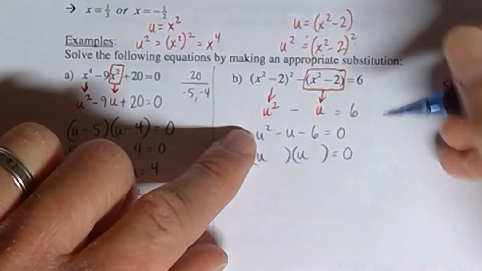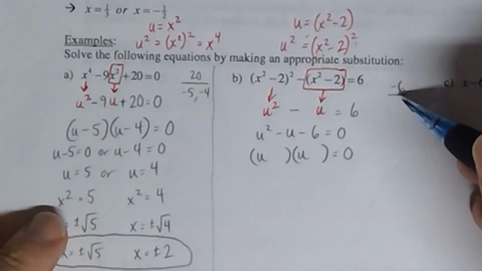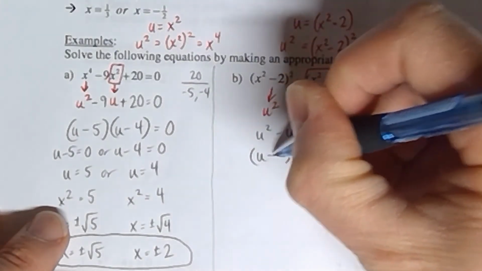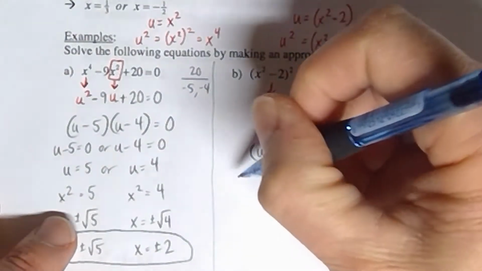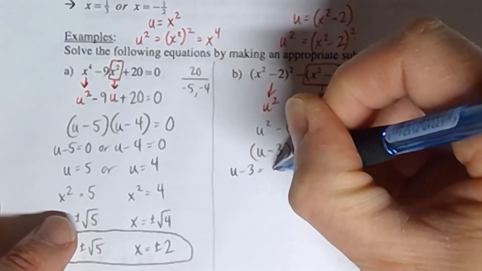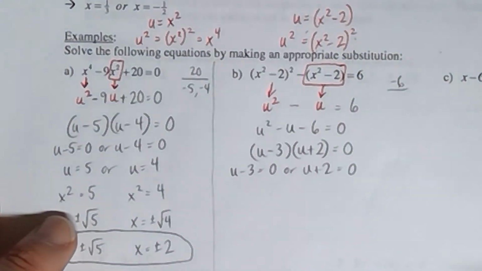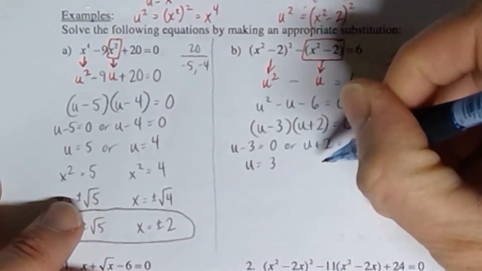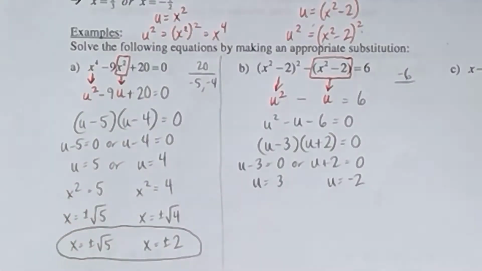I need two numbers that add up to -1 in the middle, but they're factors of -6. They equal -6 when you multiply them. All right, and those numbers are -3 and +2. So what do I get here? I get u minus 3 is equal to 0, or u plus 2 is equal to 0. And then what two answers do I get? u is equal to 3 if I move the 3 over, and then u equal to -2 if I move the 2 over. Again, we are not solving for u ultimately.